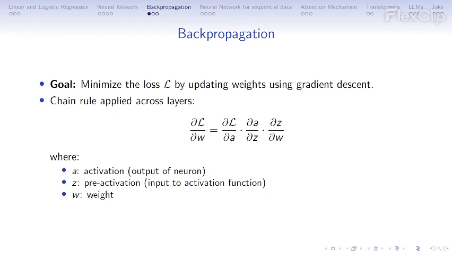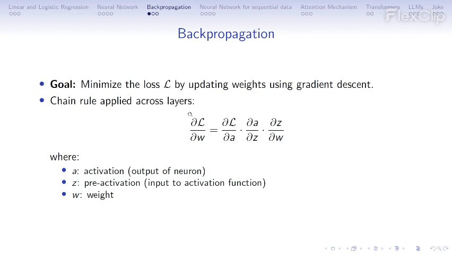It's the difference between the predicted and the true value of y, and we want a smaller loss, by updating weights using gradient descent. We'll talk about gradient descent in the next slide. So the idea is to update weights using gradient descent methods. There are also other methods, but mostly gradient descent. And we apply the chain rule across layers with backpropagation.